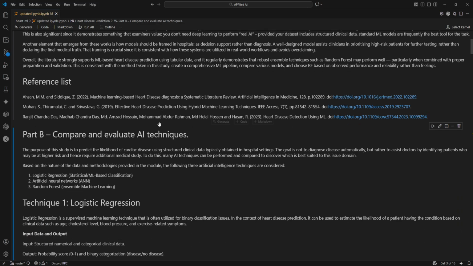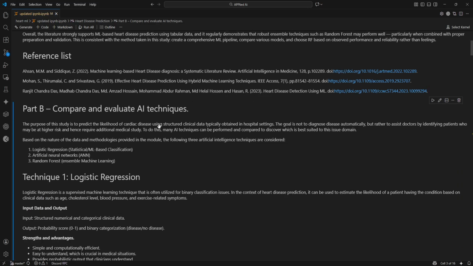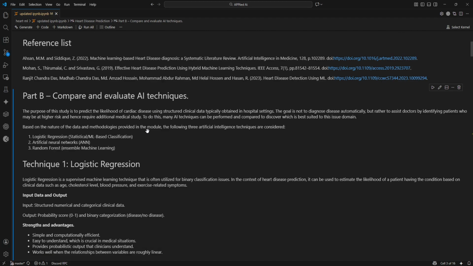In part B of the implementation, I have evaluated three different techniques: logistic regression, artificial neural networks, and random forest model. After comparing their strengths and limitations, random forest was selected as the final technique for this implementation.